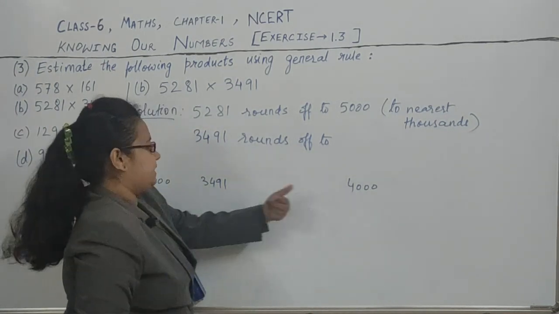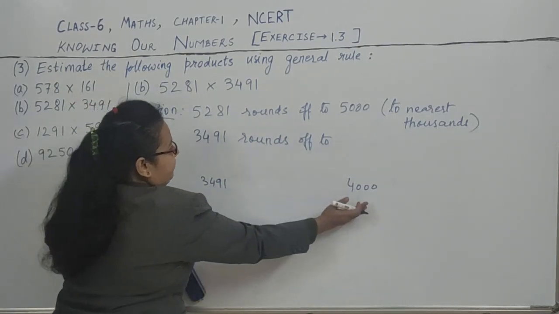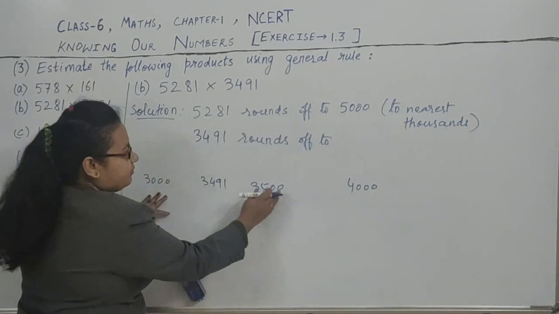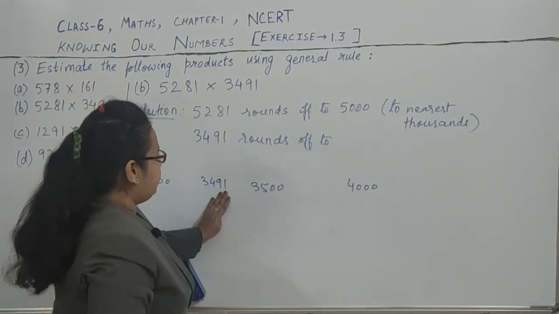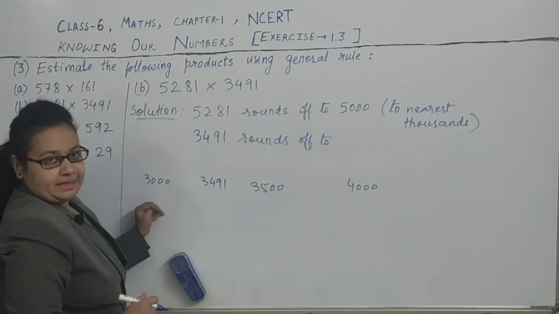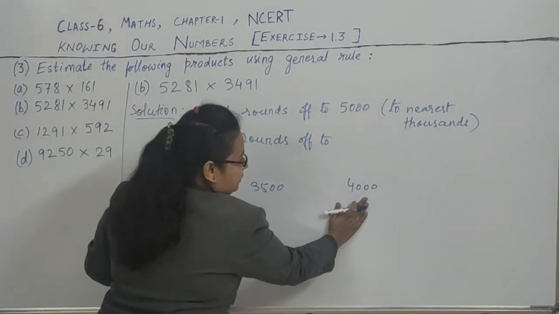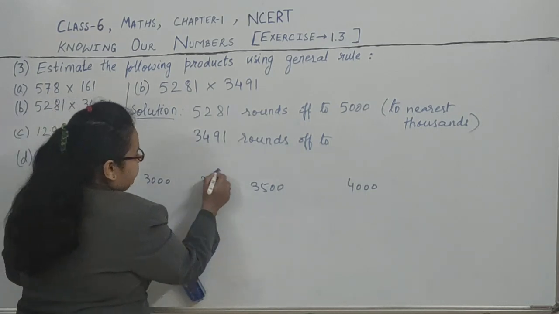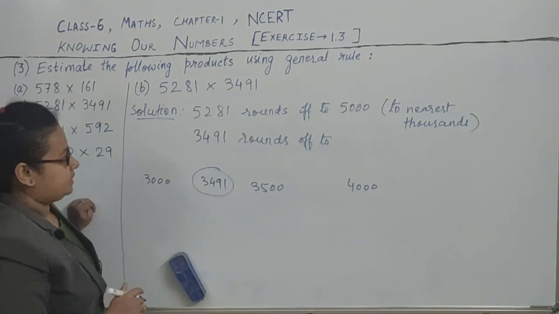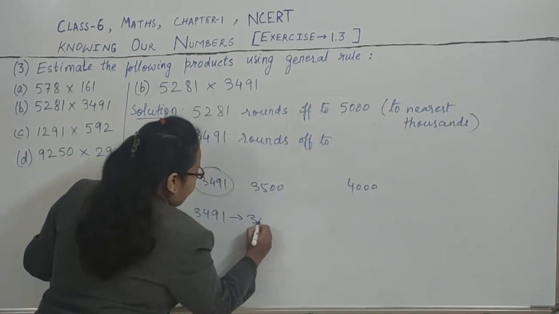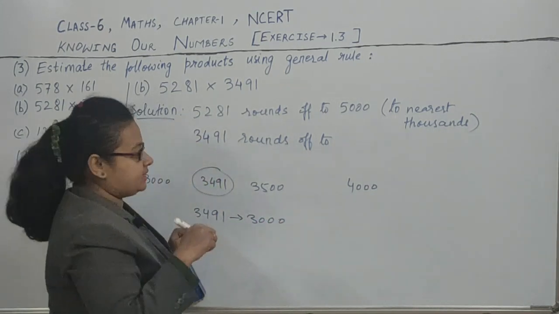So this number lies between these two. What is the middle number between 3000 and 4000? The middle number is 3500. And this number is less than the middle number. It means it is closer to 3000, not closer to 4000. So it will be rounded off to 3000, right? So 3491 is rounded off to 3000 to the nearest thousands.